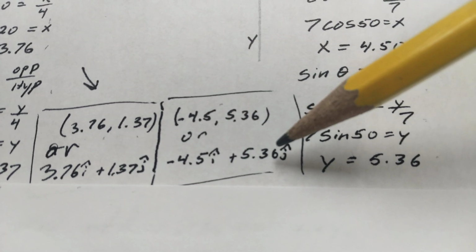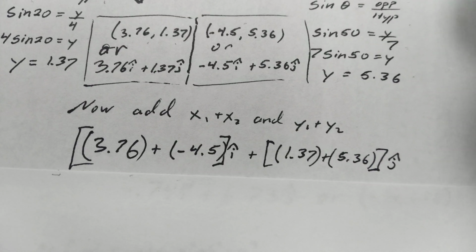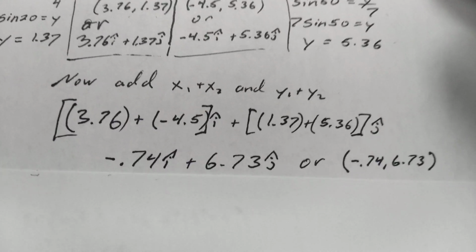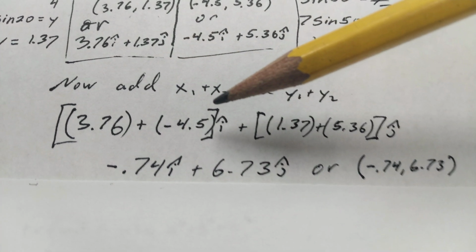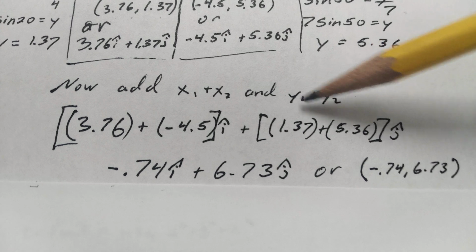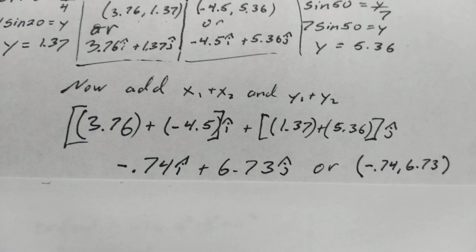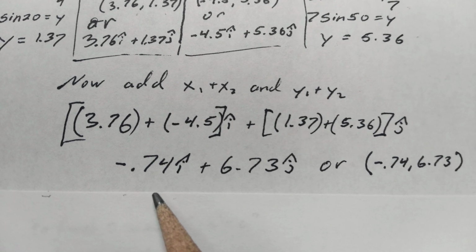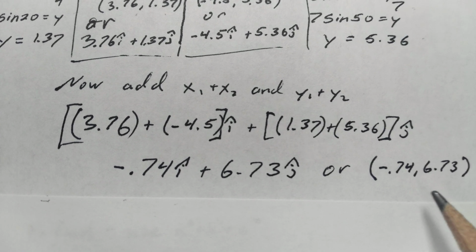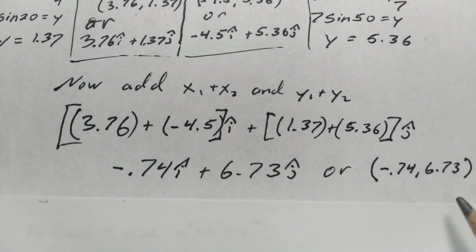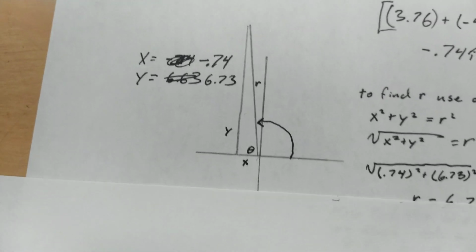plus 5.36 j hat. At this point, since I have an x and a y value, I can simply add my x values and y values. And really, I can look at this as either way. If I'm looking at i hats, I'm saying 3.76 plus a negative 4.5 for the i hats. The j's are 1.37 added to the 5.36. And that's going to give me a value of negative 0.74 i hat plus 6.73 j hat. Or if I want to look at it in just x and y format, it's negative 0.74 and a positive 6.73. If I graph that, that puts me into the second quadrant.